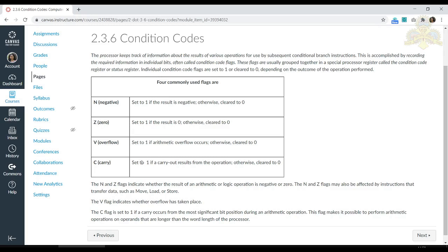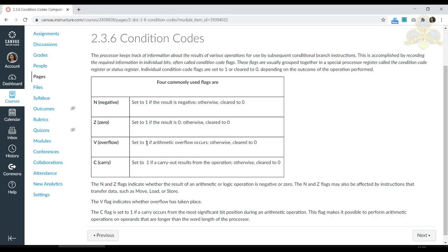Now these condition code flags are usually grouped together in a special purpose register, and we call that register the status register or condition code register. Okay, so you'll have a register, suppose it has 8 bits. Now each bit in that status register would represent some condition code. These bits would either be set to 1 or cleared to 0 depending upon the outcome of the operation they are performing.